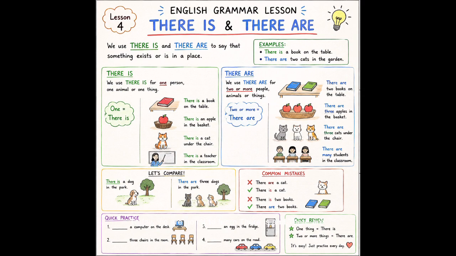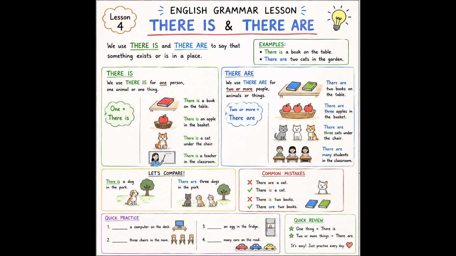Today, we are going to learn there is and there are. Don't worry. This lesson is very easy. After this lesson, you will know when to use there is and there are. Let's begin. What do there is and there are mean? We use there is and there are to say that something exists or something is in a place.